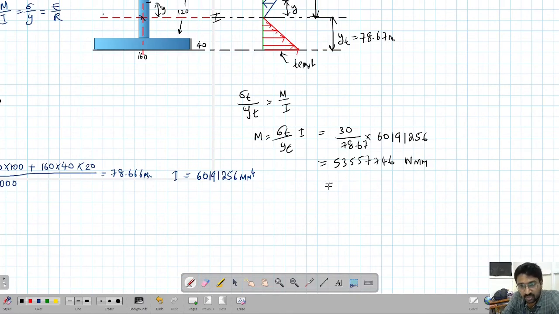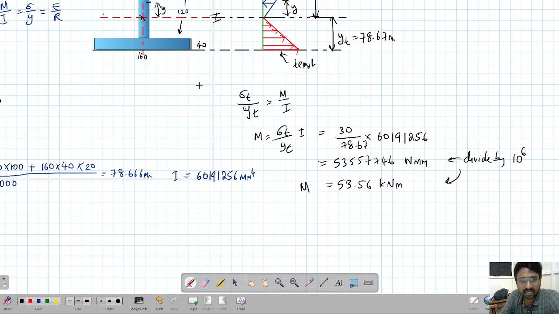If you divide by 10 raised to 6, it is 53.56 kilonewton meter. So this is the value of moment for maximum tension. If there is this much moment in the middle of the section, we have tension equal to 30 MPa at the bottom.